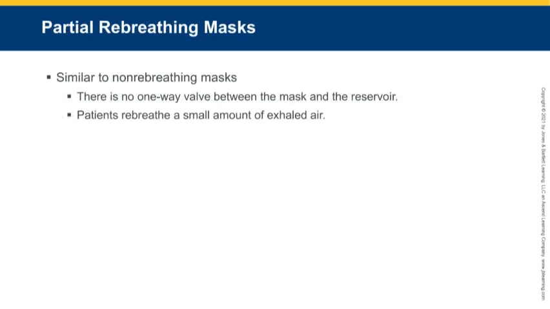The partial rebreathing mask is similar to the non-rebreathing mask, but lacks the one-way valve between the mask and the reservoir bag. This design allows the patient to rebreathe a small amount of exhaled air, which contains carbon dioxide. This mask delivers approximately 80 to 90% oxygen when the flow rate is set between 10 and 15 liters per minute. It is useful in situations where maintaining a small amount of carbon dioxide in the bloodstream is beneficial, such as in some patients with hyperventilation syndromes.